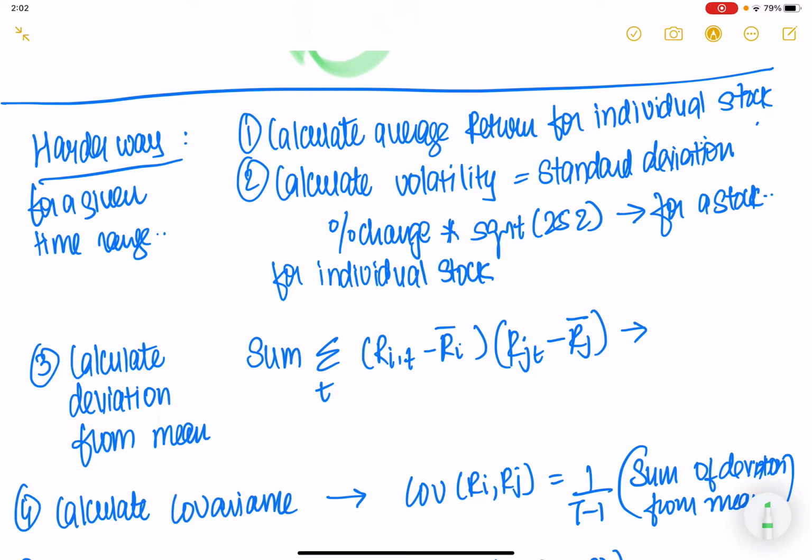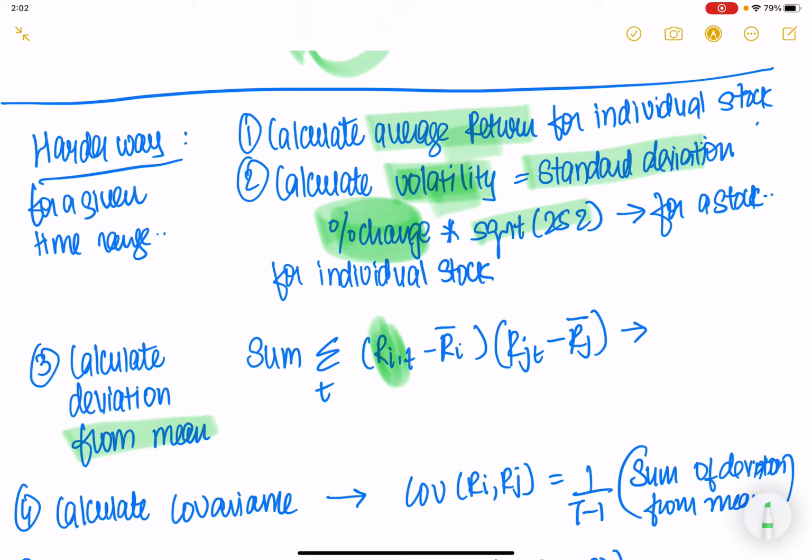CORREL.S in Excel is an easy way, but let's say you want to do it manually and understand how correlation actually works. The first step is to find the average return for each individual stock. Then you find the volatility, which is the standard deviation, from the percentage change for each day, and then you take the standard deviation for that entire year. If you're looking at one year of data, you multiply it by the square root of 252 to get a yearly standard deviation.